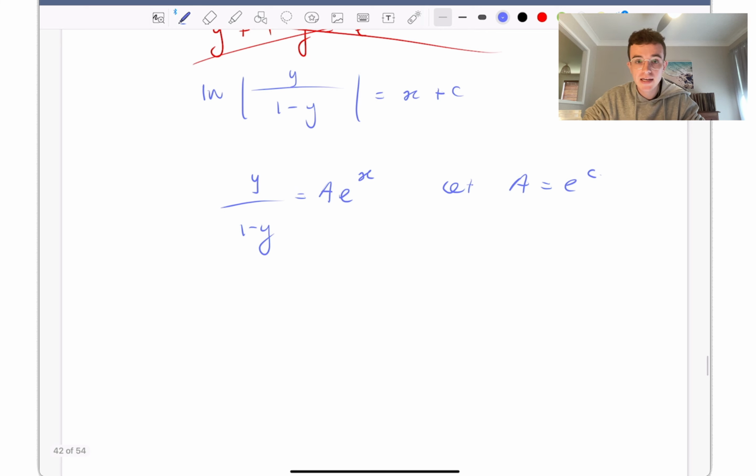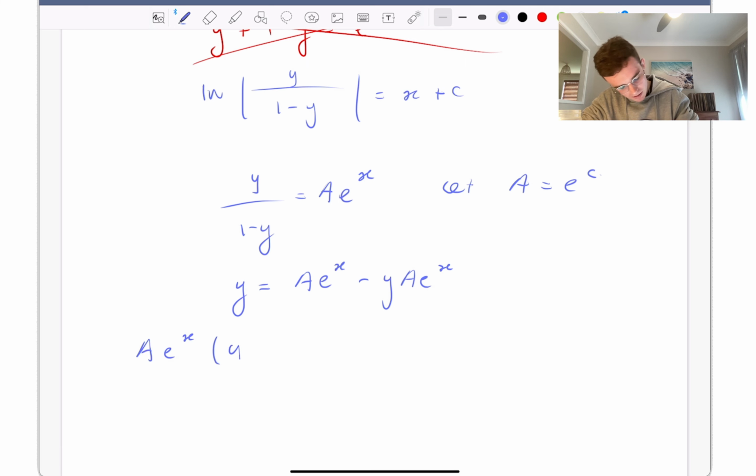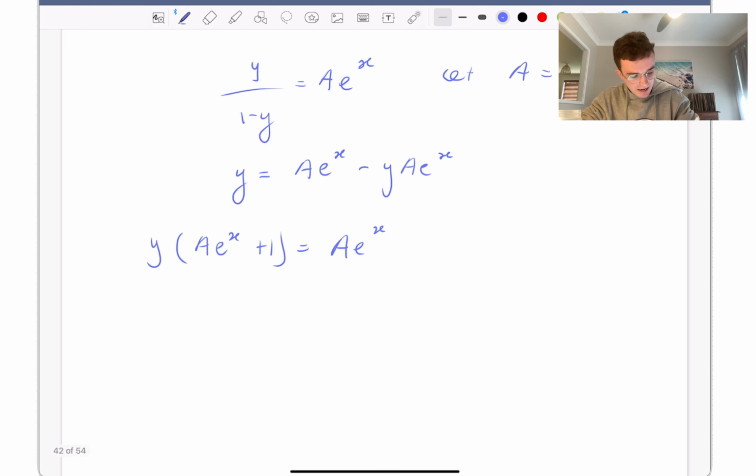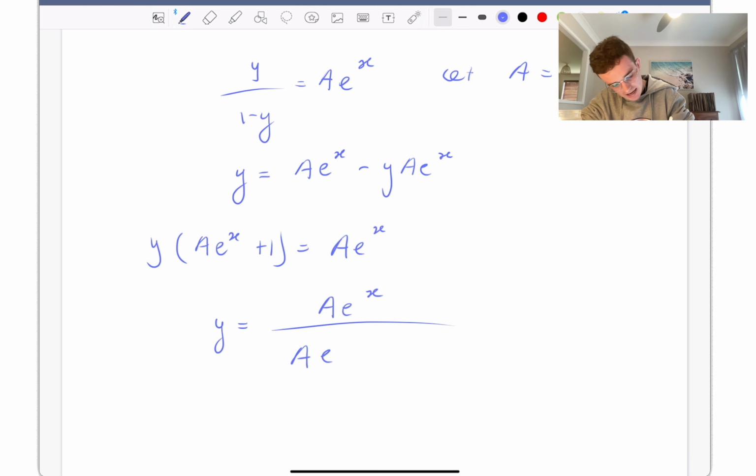And we have to have a go at making y the subject of this. So y is equal to, if we multiply the denominator up, we get a e to the x minus y a e to the x. Let's add a e to the x y to the other side and factorise. So we want to factorise y, sorry. So y times a e to the x plus 1 equals a e to the x. And we divide by a e to the x plus 1 and get y is equal to a e to the x on a e to the x plus 1.